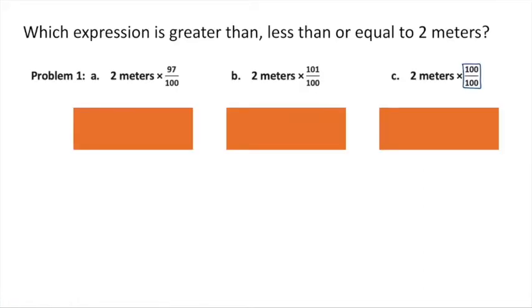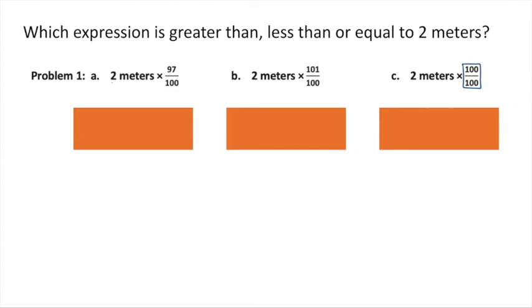So here I'm asking which expression below, A, B, C, or D, is going to be greater than, less than, or equal to 2 meters. So let's take a look at the first example. We have here letter A, 2 meters times 97 hundredths. What kind of product will we get? Well, let's look at the factor that we're multiplying.